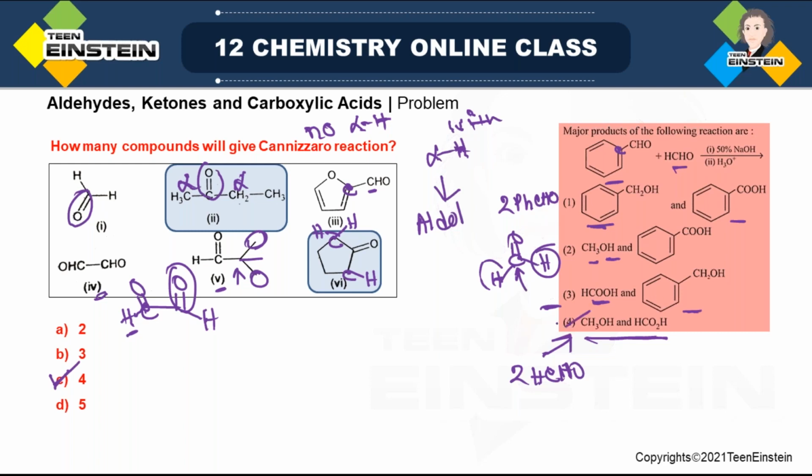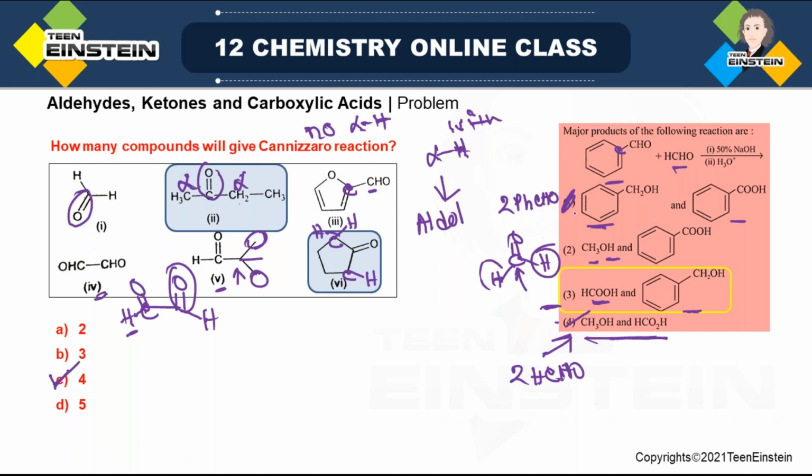So these 2 are basically normal products. That is, individually, if you take 2 molecules of PhCHO or 2 molecules of formaldehyde, then only these 2 options are correct. But the middle 2 options, 2 and 3, are actually crossed Cannizzaro products. But which one will be correct? It is the third one, because we have seen that when one of the aldehydes is HCHO, it is always formaldehyde which is oxidized.